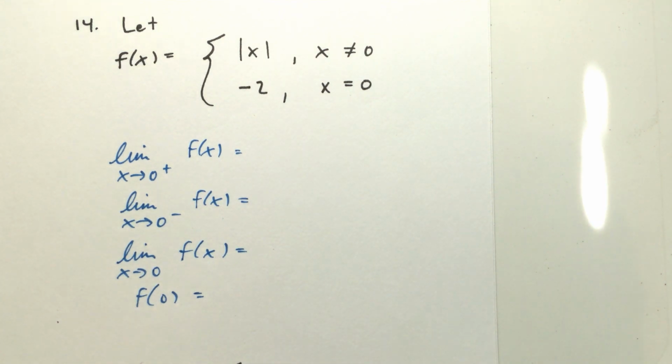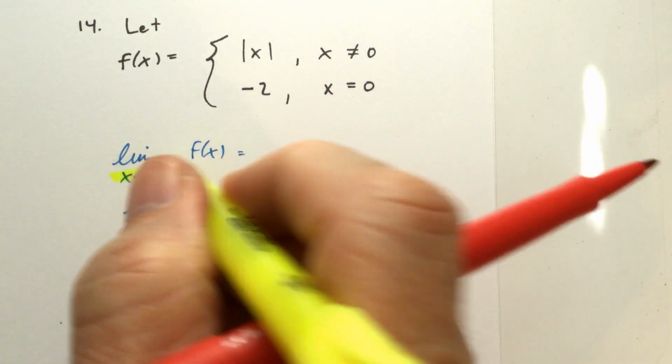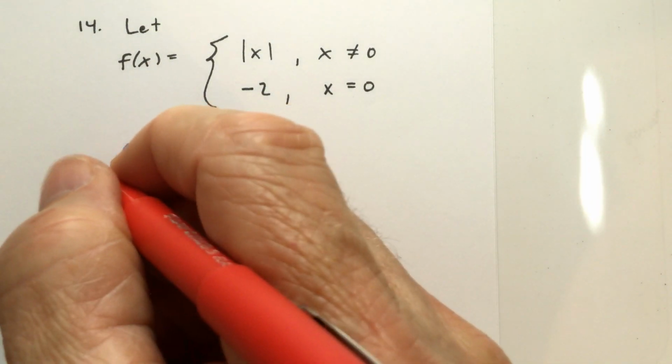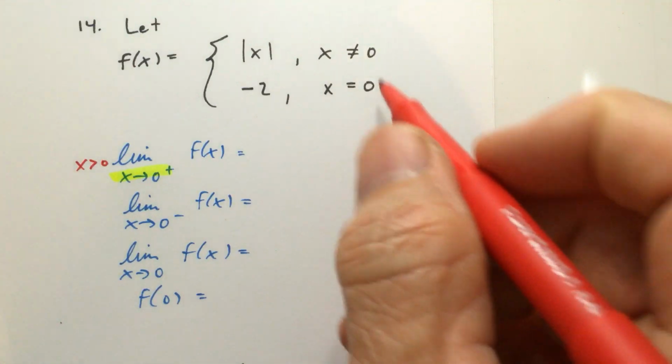After watching the video for number 13, I would urge you to pause the video now and try to do this problem on your own. X is approaching 0 from the right. That means that x is greater than 0.